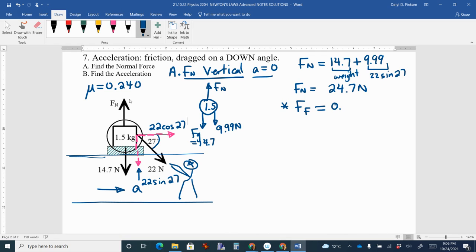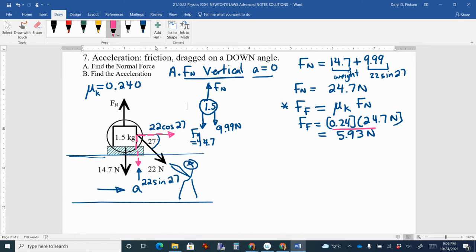Let's go back there. So you know that the force of friction is mu k, that should be a k, kinetic, times Fn. So the force of friction will be 0.24, 24% of 24.7. And it comes out to 5.93. So that's our friction force.